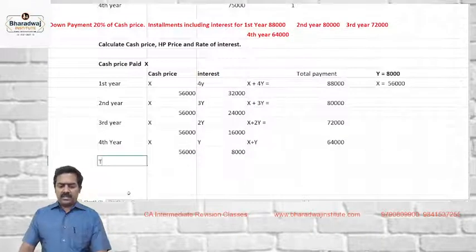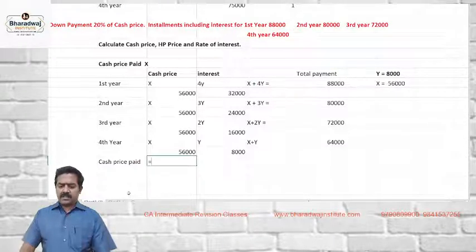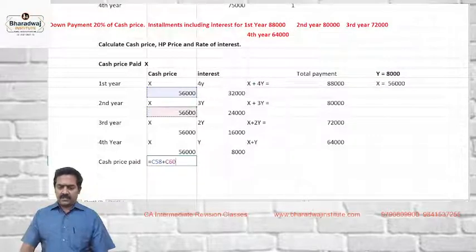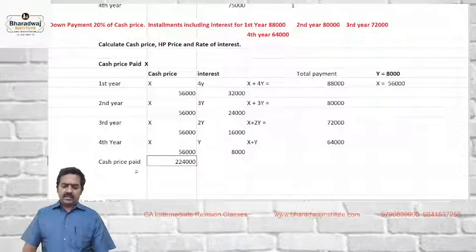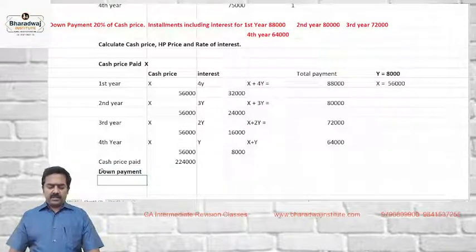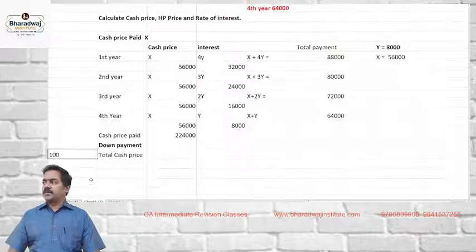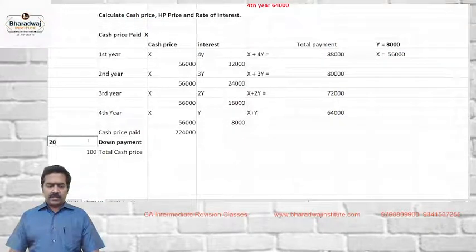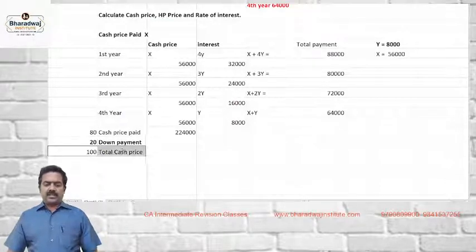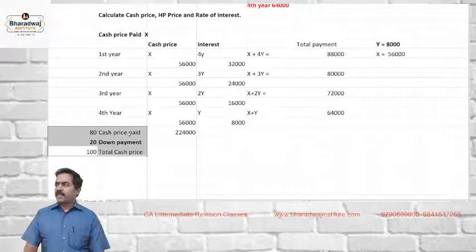Now listen, what is the cash price paid which is included in the installments? 56,000 every year you are paying. Apart from that, we may have to make a down payment also, which will give us the total cash price. Simple. If the total cash price is 100, the down payment is 20. So what is the cash price paid? The balance 80.